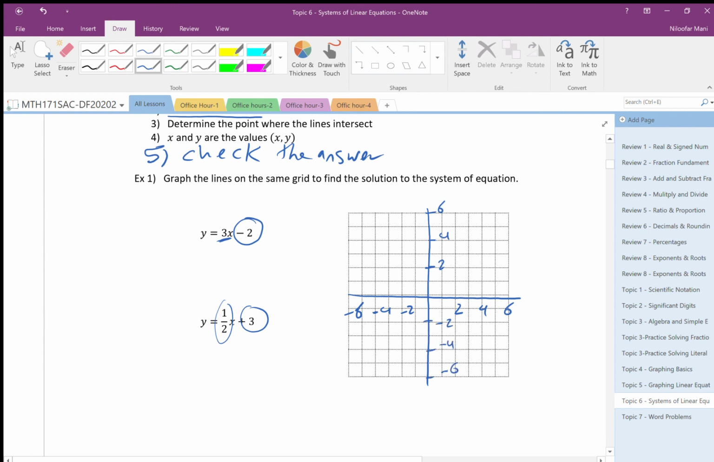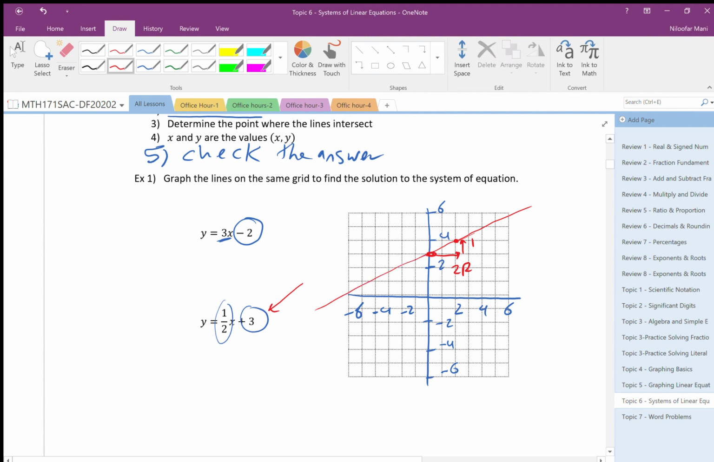Okay, so now I find the 3, which is here. Oh sorry, -2 I have to find. Okay, so I can do this one first. 3 here, which is the y-intercept, and then rise over run. Rise over run is 1/2. That means when I go 2 to the right, I have to go 1 up because it's positive. So I go 2 to the right and 1 up. So it's here. So then I can just graph.